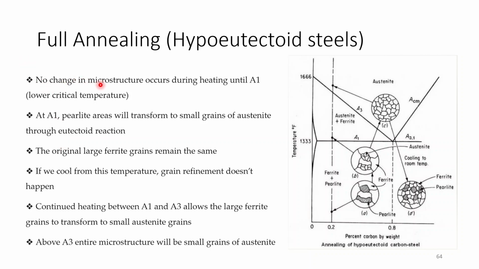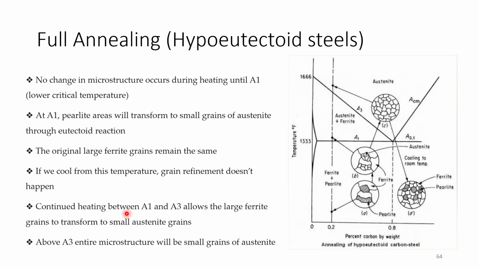In this case, no change in microstructure occurs during heating until A1. Up to this A1 temperature, which is the lower critical temperature, at A1 the pearlite areas will transform to small grains of austenite through the eutectoid reaction, and the original large ferrite grains remain the same. And if we cool from this temperature, grain refinement doesn't happen.